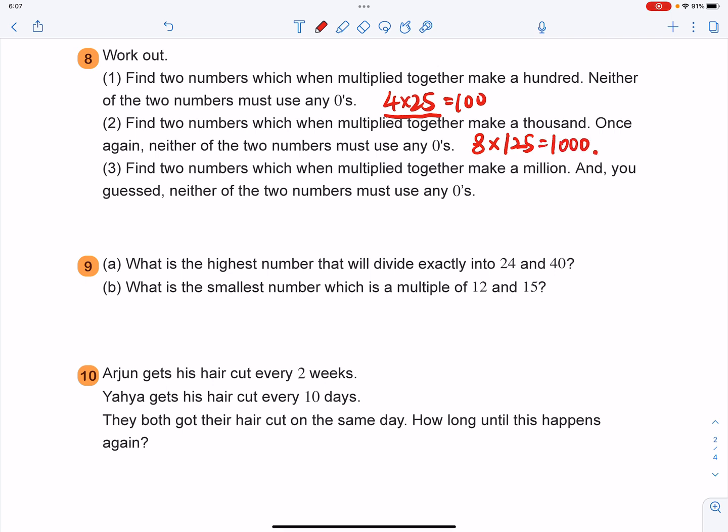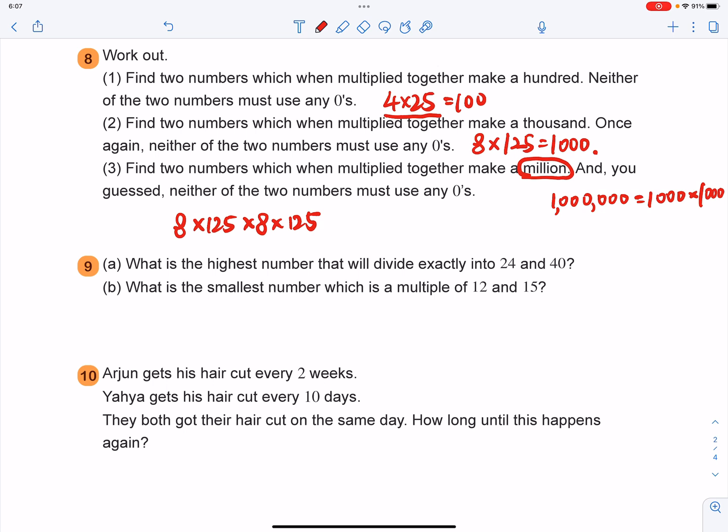But the next one asks you to get 1,000,000, and you cannot have any zeros. So what's the relationship between 1,000 and 1,000,000, guys? 1,000,000 equals 1,000 times 1,000. That means you have to multiply 8 and 125, and then multiply 8 and 125 again. That will give you 1,000,000.